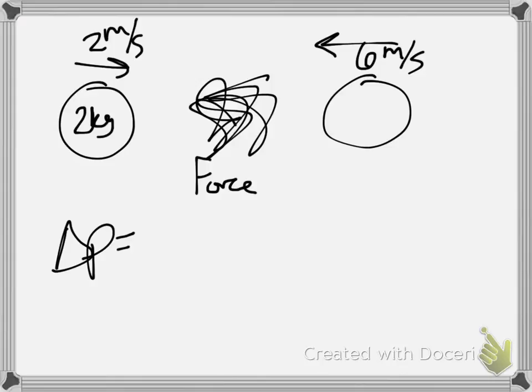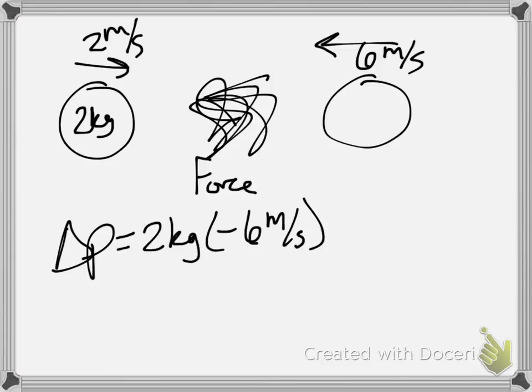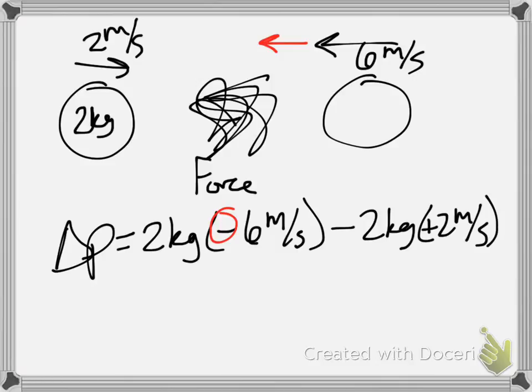So our change in momentum would be negative 2 kilograms multiplied by 6 meters per second. Now there's a negative in front of that. That negative means something. What does that negative mean when you're talking about velocity? Well, it means direction. It means we're traveling in the negative direction. Beyond that, that's it. Then we're going to subtract off, because it is a difference between final and initial, 2 kilograms multiplied by 2 meters per second. And that 2 meters per second is positive because it's moving in the positive direction.